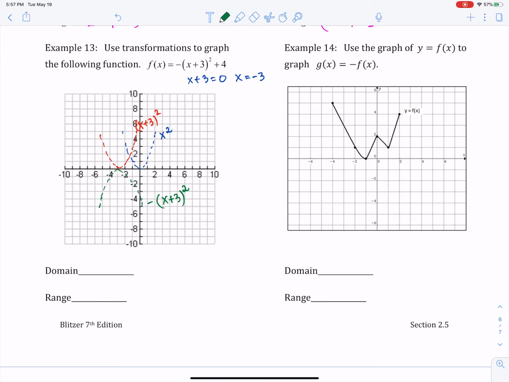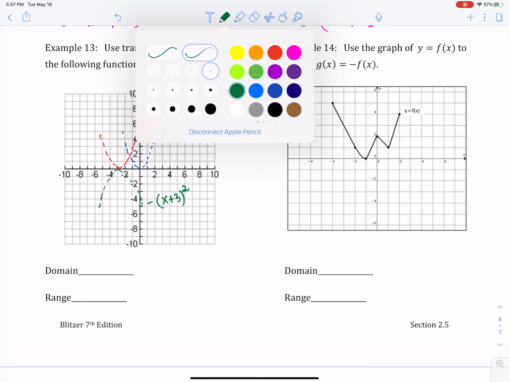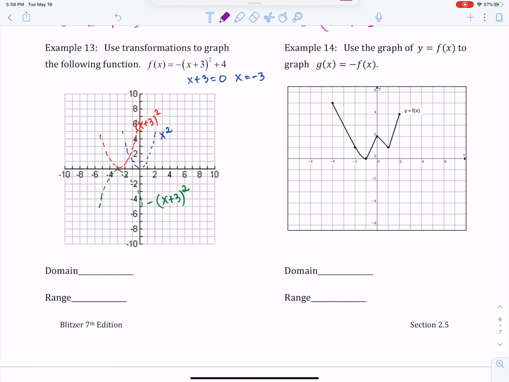And finally, we have a vertical shift of plus 4. So this graph, the last one that I graphed, is going to move 4 units up. So the final answer is going to look like that.